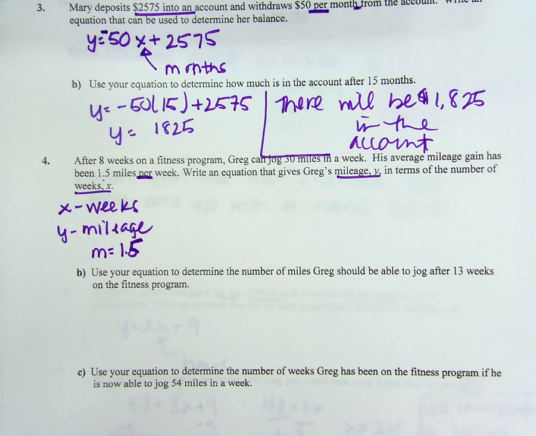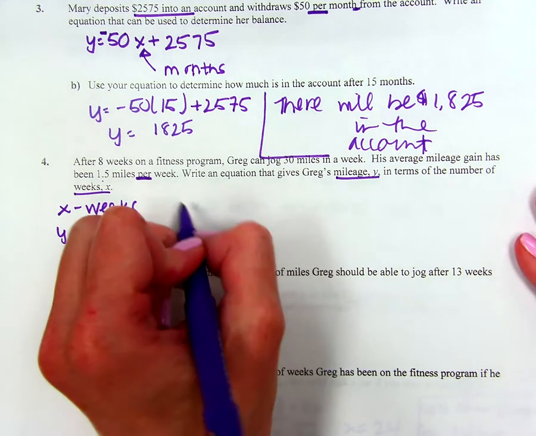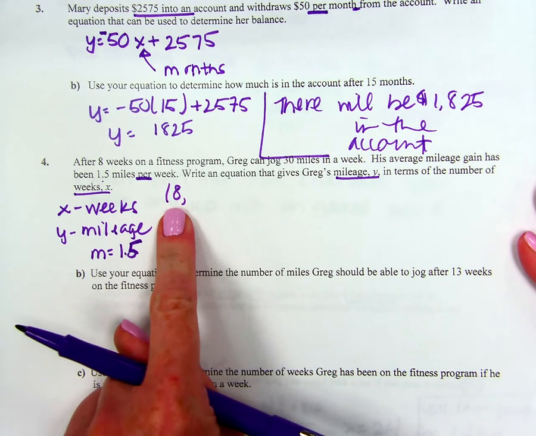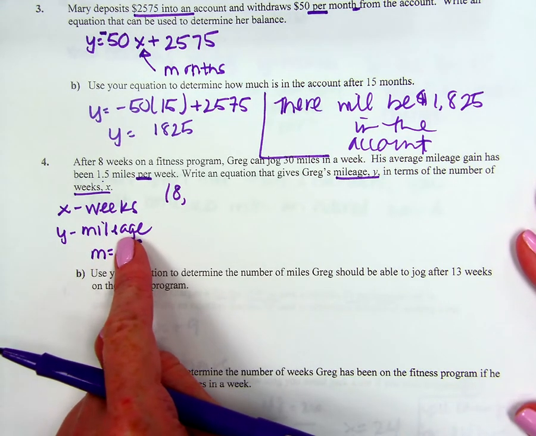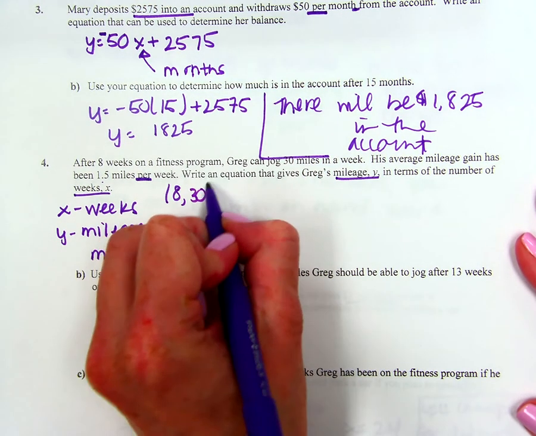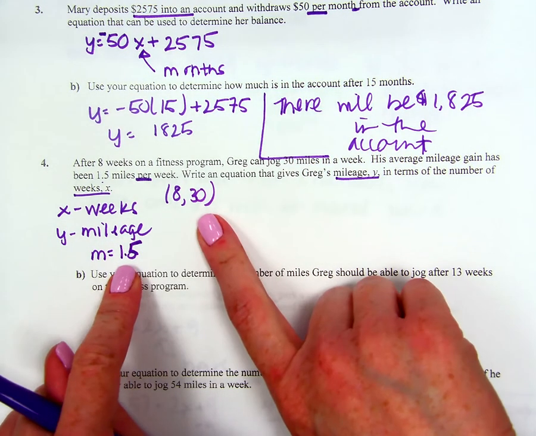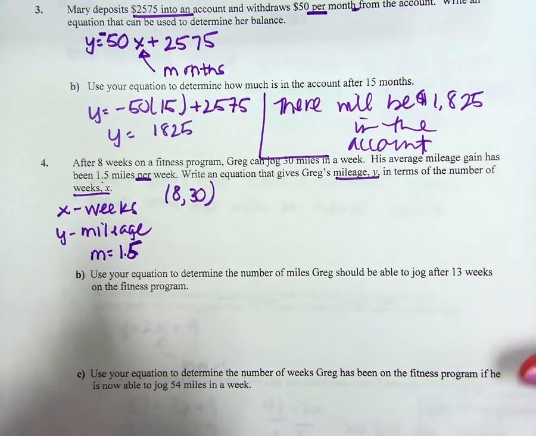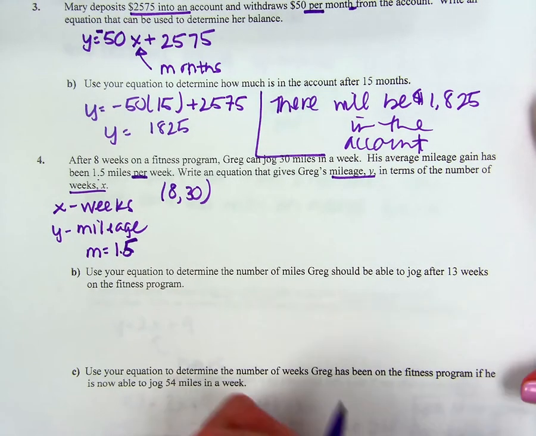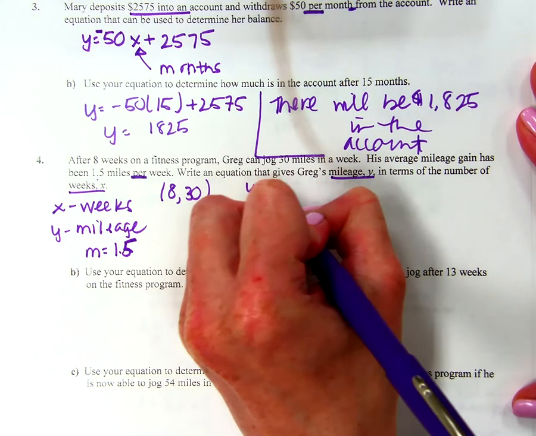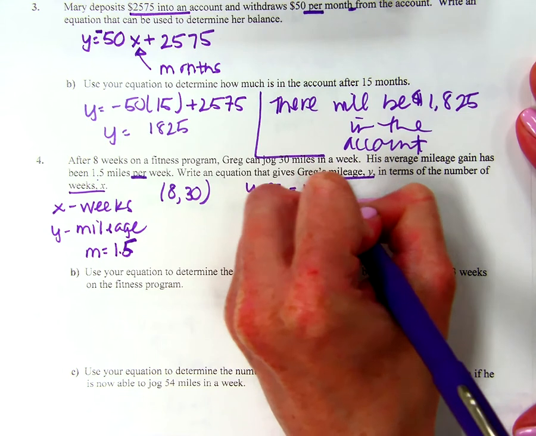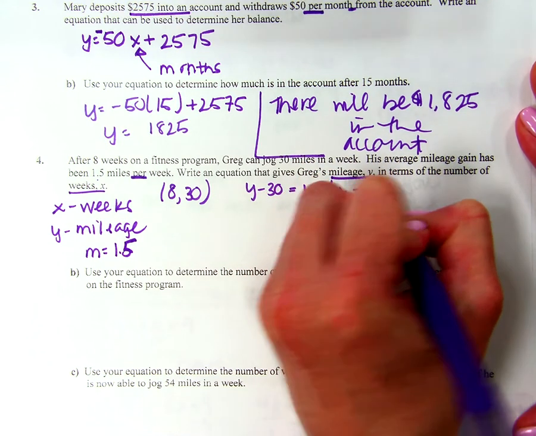So we're going to create an ordered pair based off of the information given to us. So x is weeks, so we're going to write 8 for our x, and then y is our mileage. So how many miles are we looking at? And that answer is 30. So we have our ordered pair. So if we're given a slope and an ordered pair, we're going to go back to our point slope form, and we're going to determine our y equals mx plus b. So we are going to do y minus y sub 1 equals m times x minus x sub 1.